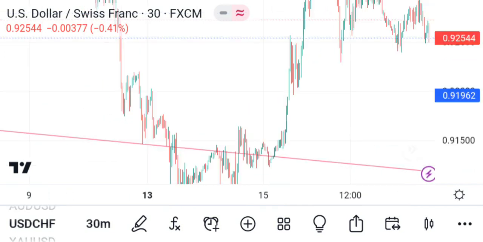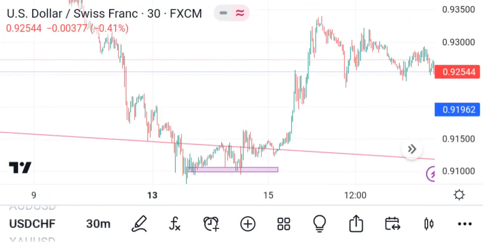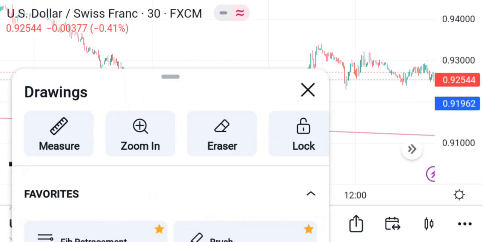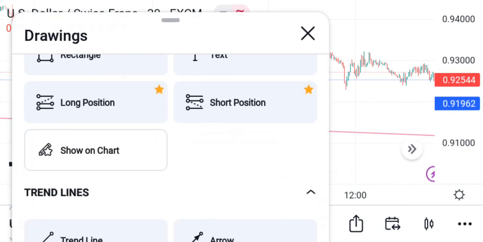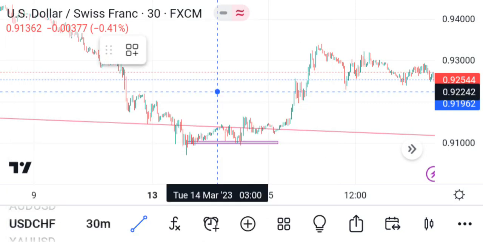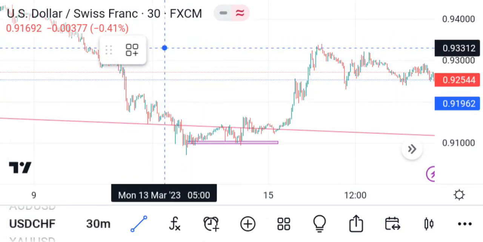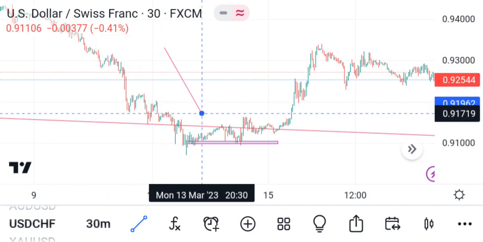Because if we draw this trend line here, we'll find out that this trend line in this bearish market in the 30 minutes has actually been broken. So we are expecting the market to actually move in an opposite direction.